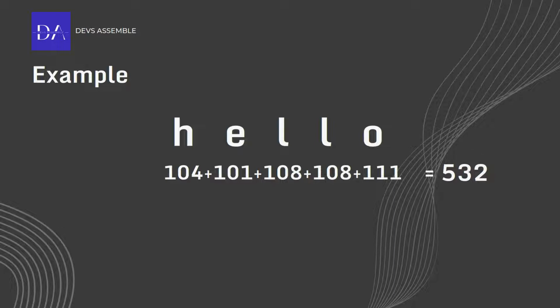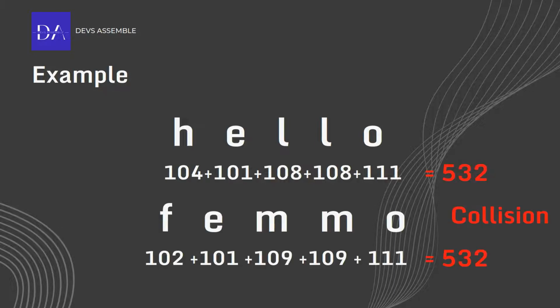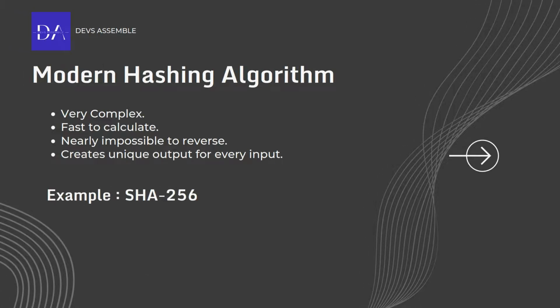However, with simple algorithms, you run into collisions. For example, what if we change our string a little bit? We change the first character to F and the middle character from L to M. Now we have the new word FEMMO. If we add up the ASCII values of this string, it also equals 532. That's what we call a collision. So a good hashing algorithm is one which is very complex, fast to calculate, and nearly impossible to reverse, and creates a unique output for every input with very few collisions.